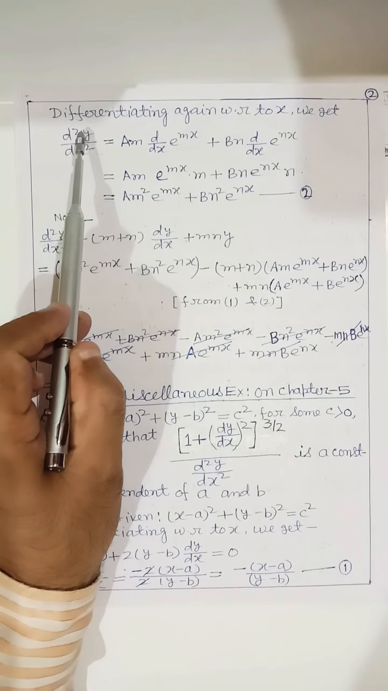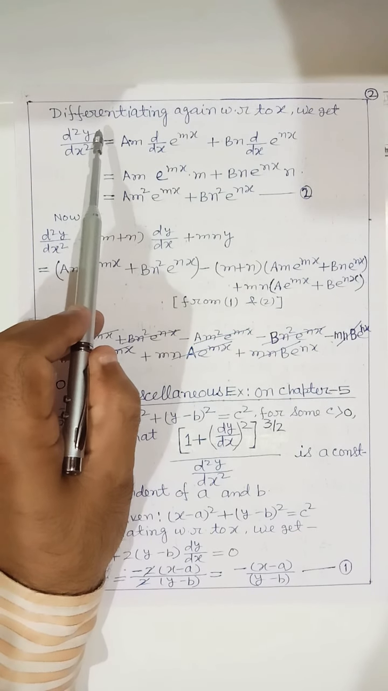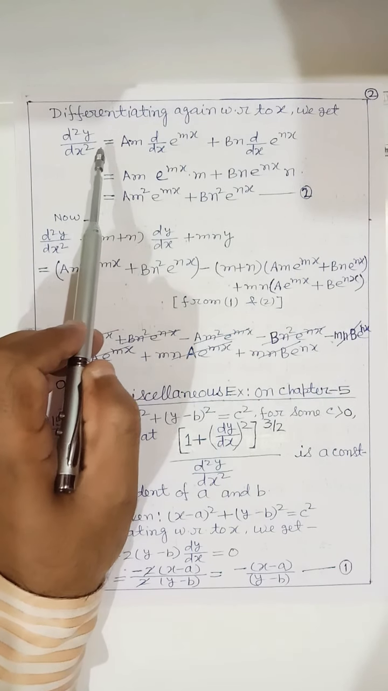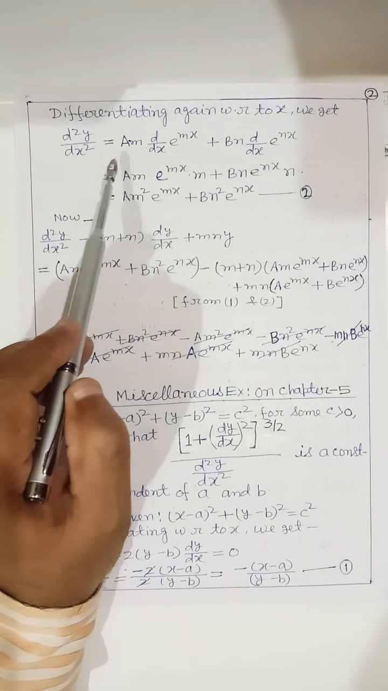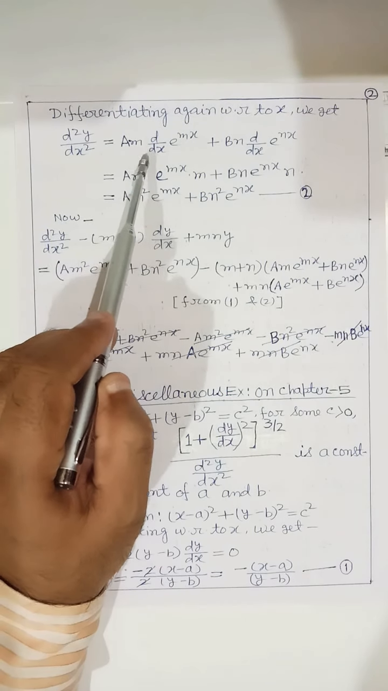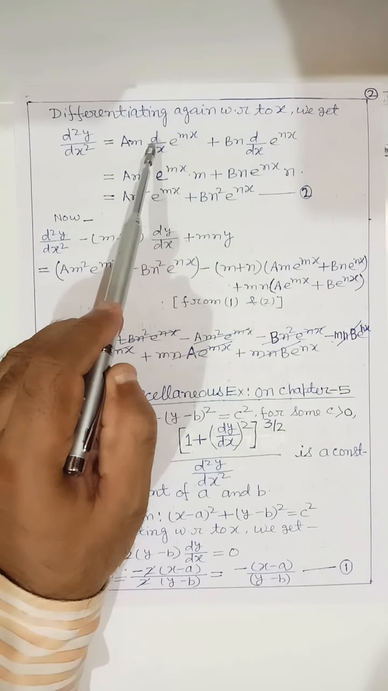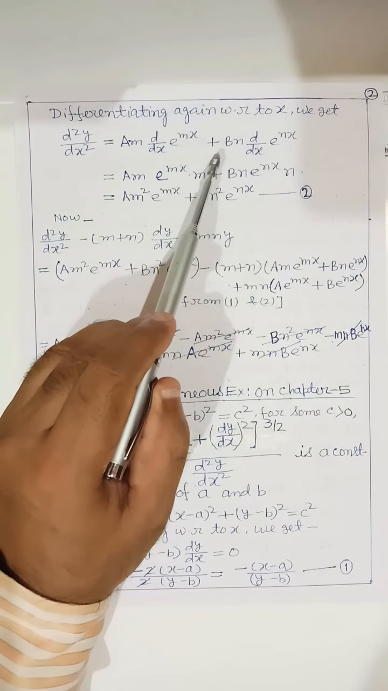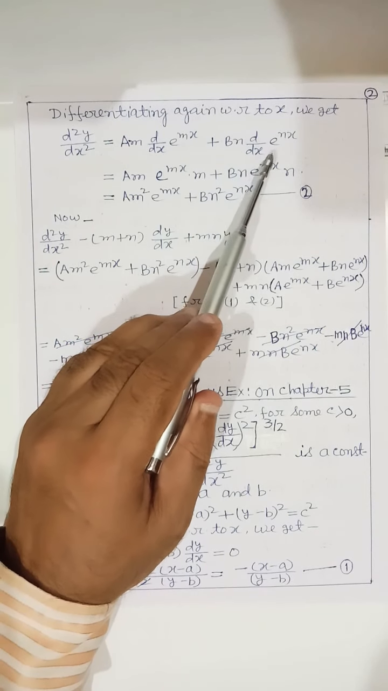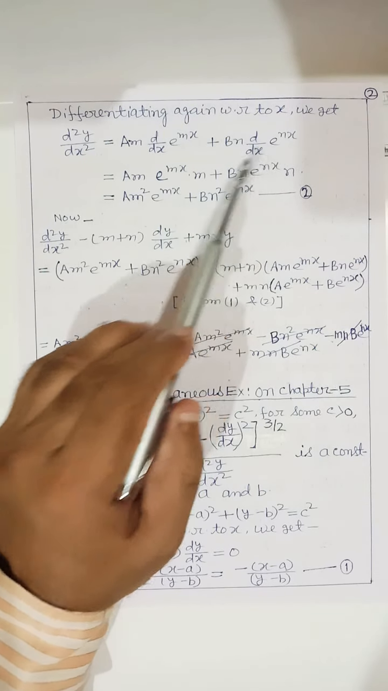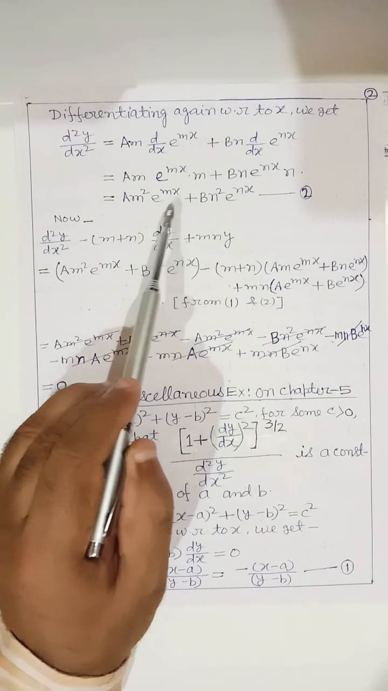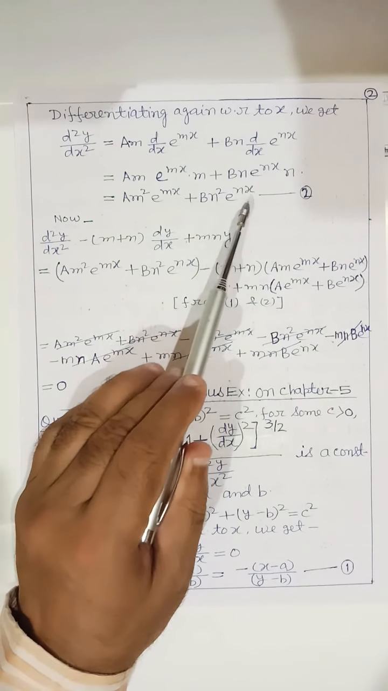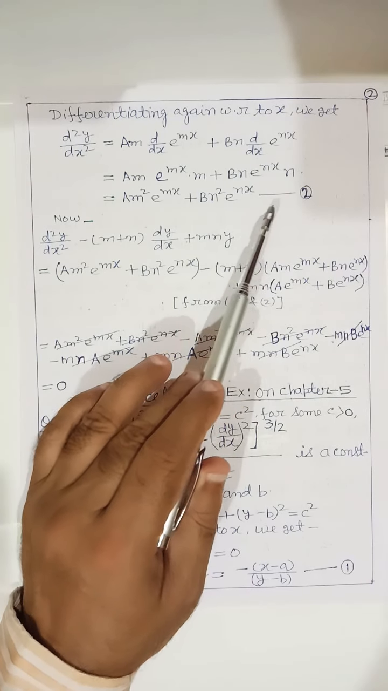Dear students, if we again differentiate dy by dx with respect to x, we get d2y by dx square, and this is equal to am d by dx of e to power mx plus bn d by dx of e to power nx, and we solve this here, we get am square e to power mx plus bn square e to power nx. This is taken as 2.